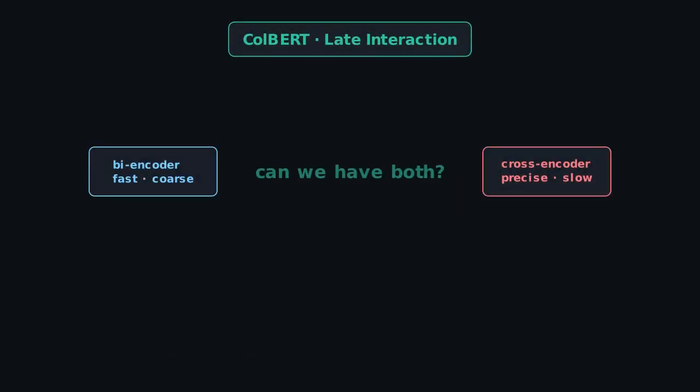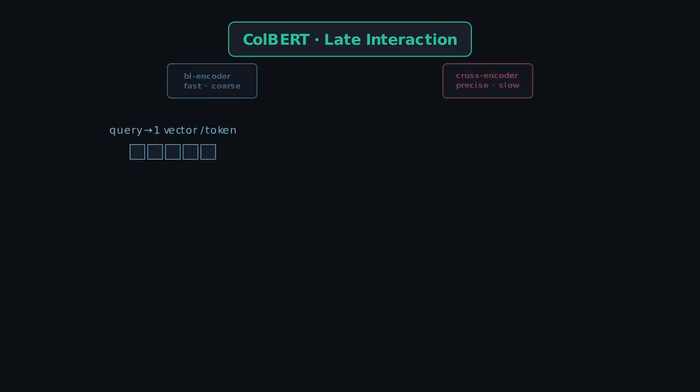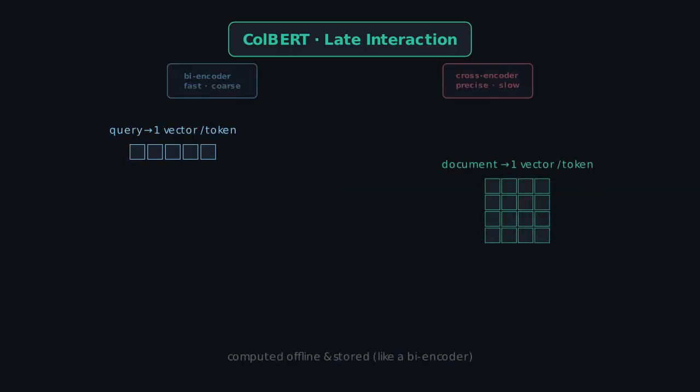Bi-encoders are fast but coarse. Cross-encoders are precise but unscalable. ColBERT asks, can we have both? Instead of 1 vector per document, it keeps 1 vector per token, for both the query and the document. And, just like a bi-encoder, those document token vectors are computed offline and stored.